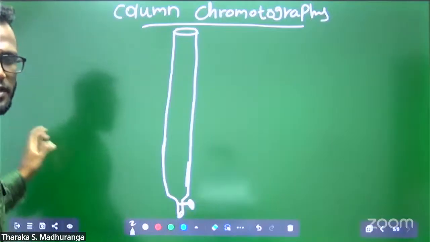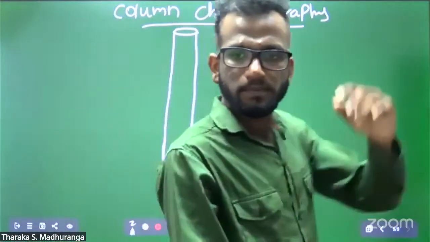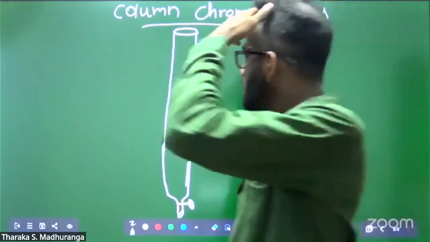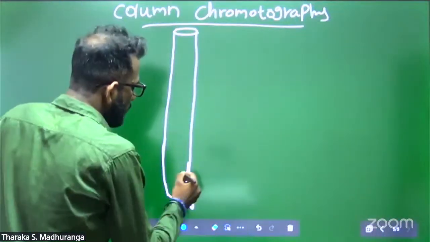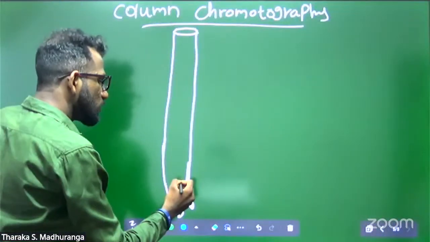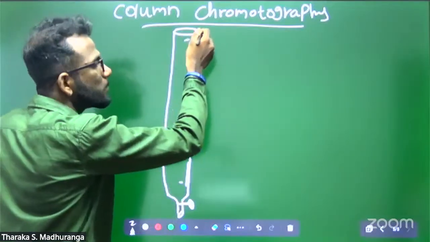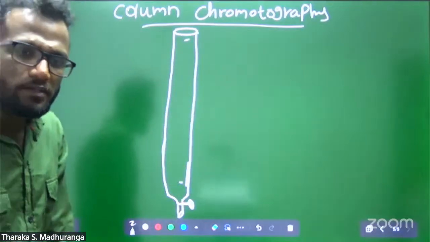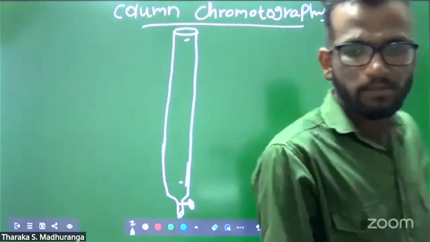There is a valve here. Okay, this is the burette. It has a mark up from 0 to 100. The length is 1 meter. Normally it is 1 meter in height.